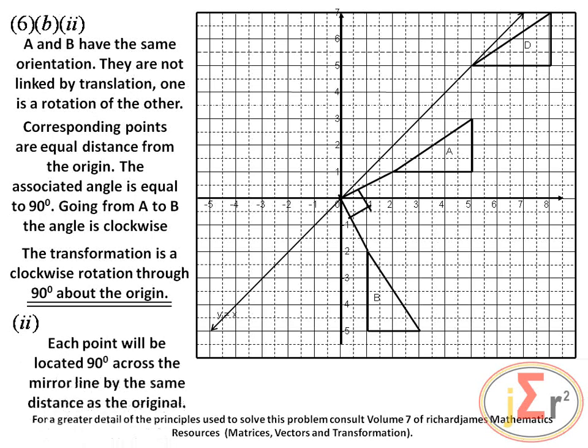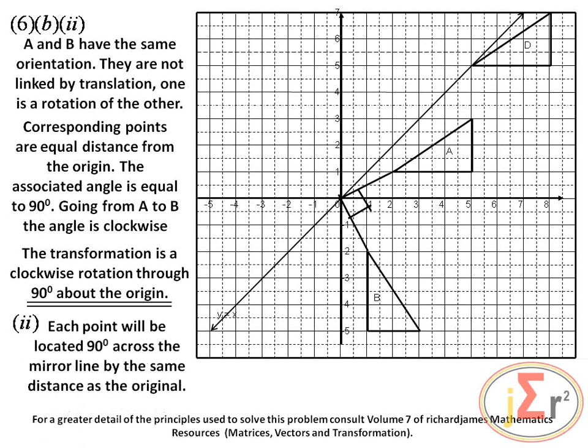Next, we need to state the coordinates of the images of the vertices of A if we reflect A in the line y = x. So we are going to look at how we reflect in the line y = x, and also take note of the vertices. If we are going to be doing a reflection, then what do we know? Each point will be located 90 degrees across the mirror line by the same distance as the original. That statement probably requires a little bit of decoding.